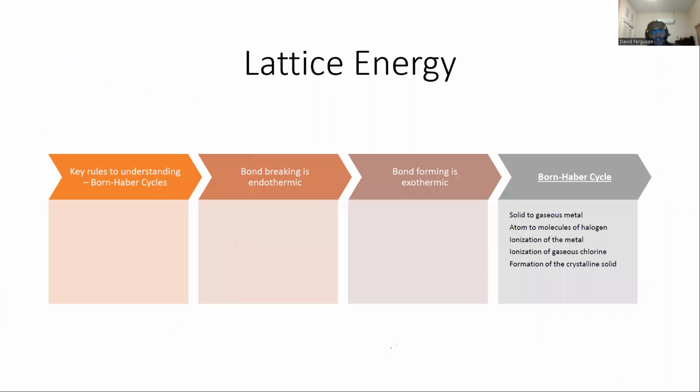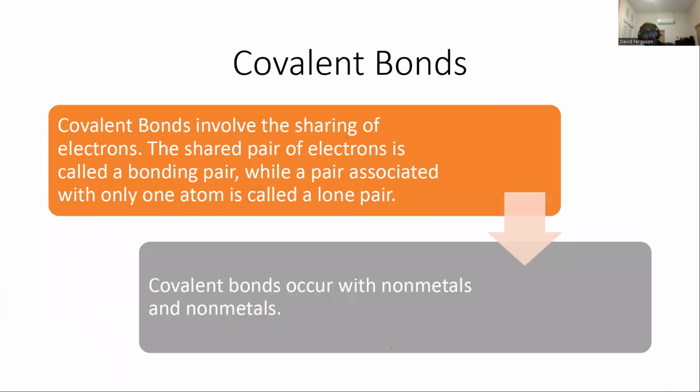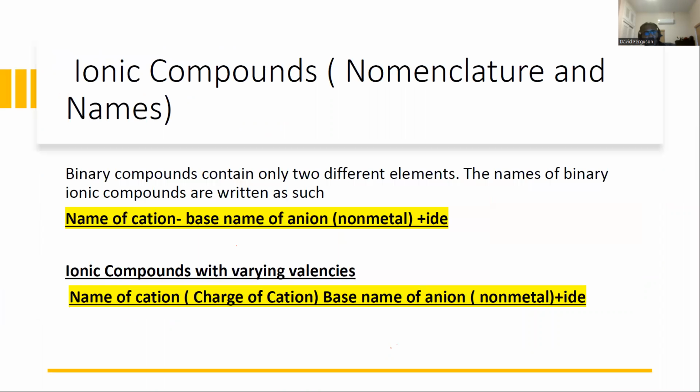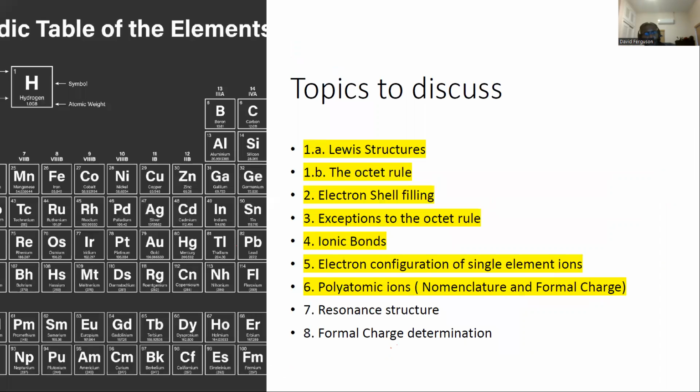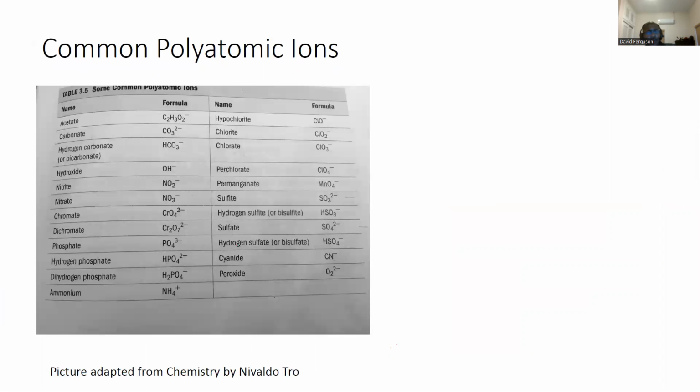So we've already discussed how to do electron configurations. We've already discussed the Born-Haber cycle. So let's get to what we want to discuss for today. So in terms of common polyatomic ions, I will want you to understand the really, really common ones.